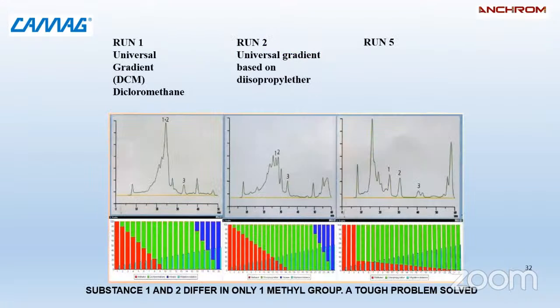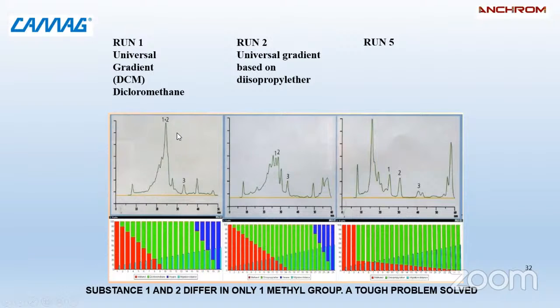This is one example in which you can see how we have separated one of the difficult compounds which was structurally the same. It was differing only in one methyl group. It was difficult to separate, but by using this technique, it can be separated. For that purpose, you can use a universal gradient, which is based on dichloromethane. We had 3 compounds basically, 1, 2, and 3. 3 is already separated. It was difficult to separate 1 and 2.